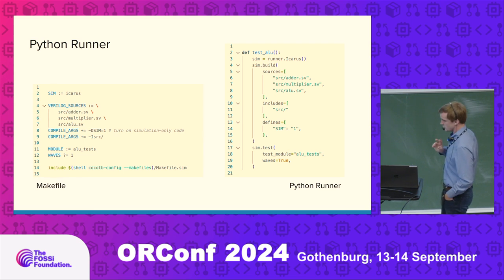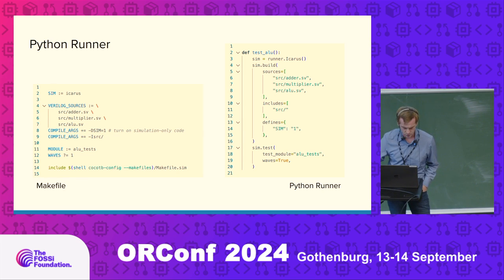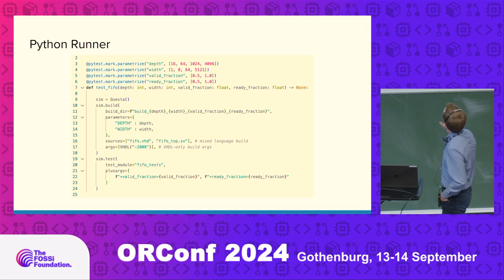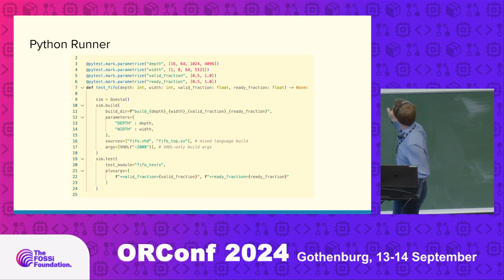Also, we have a little bit better support for mixed language and a couple other small things, and we'll see that in the next slide. Here we are leveraging some PyTest functionality. We're using parametrize to run many different tests. We have four different options of depth, width, ready and valid fractions for testing this FIFO, and that's going to explode and run 64 different tests. So you write it once, run 64 tests. And those of you familiar with PyTest may know that you can install pytest-xdist and run this all in parallel too.